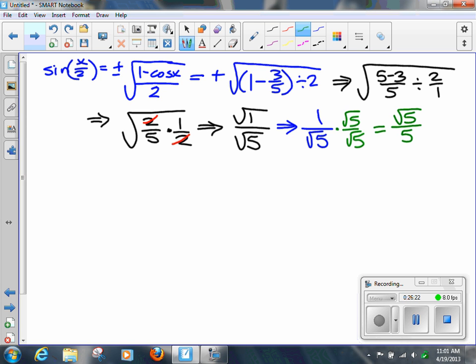Okay? What did we just find? I just found the sine value for the half angle, correct? Okay? Hot dog. Now what? Now find cosine.